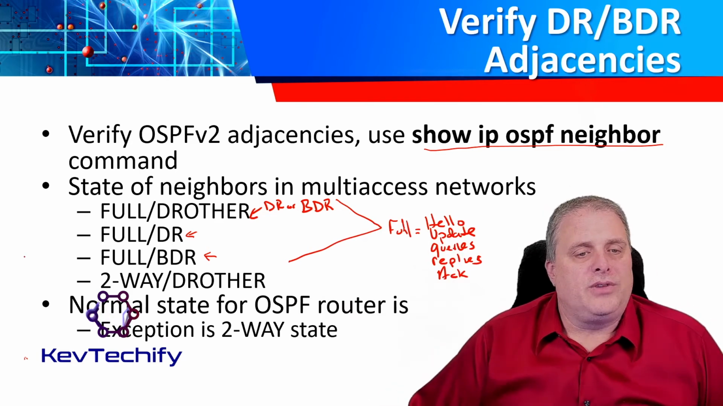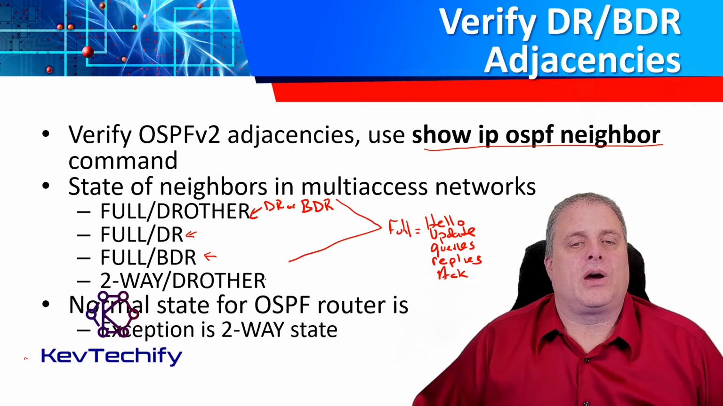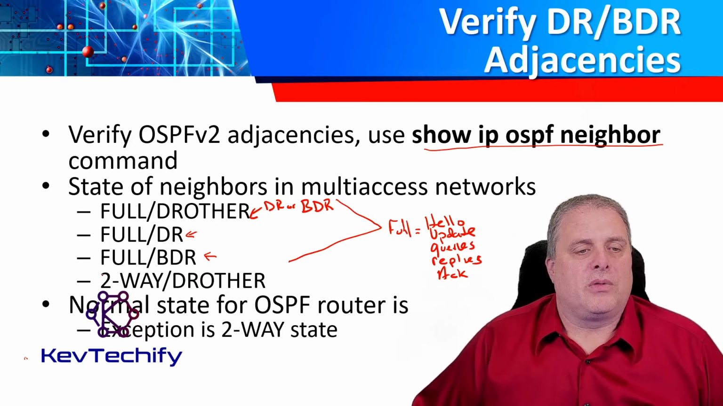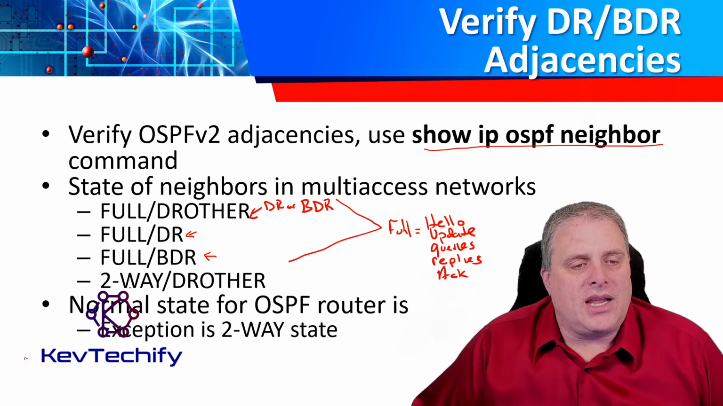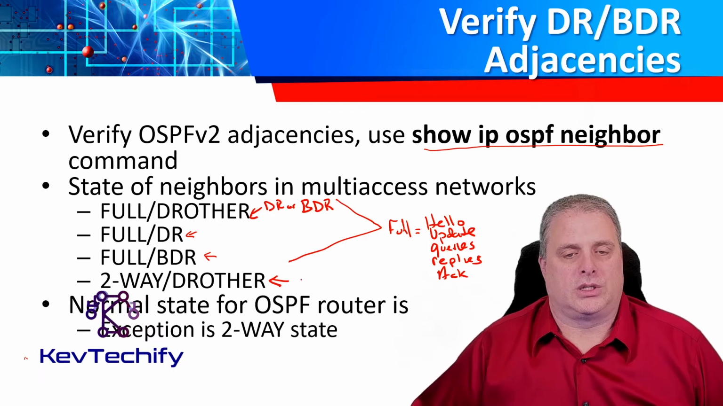The other state of your neighbors is two-way, and that happens between your DR others, your non-designated routers, your non-backup designated routers. They maintain the two-way state. They are only exchanging hellos. And so here you're only exchanging hellos.